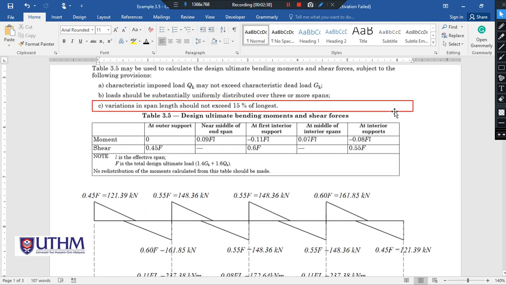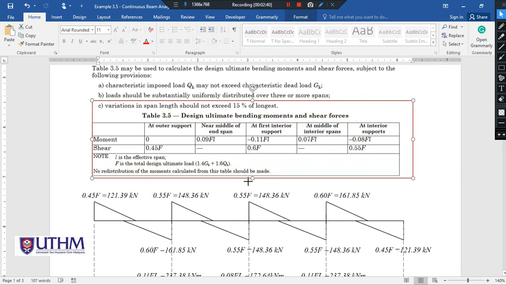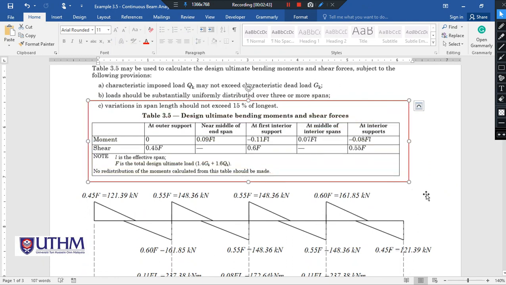And this is the table. So we have two here. The first one is the moment and the second one is the shear. And this is the condition of the beam. We have here at outer support, near middle of end span, at first interior support, at middle of interior span, and at interior support. And this is the equation for each condition.